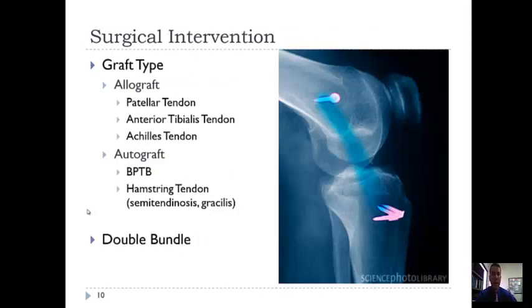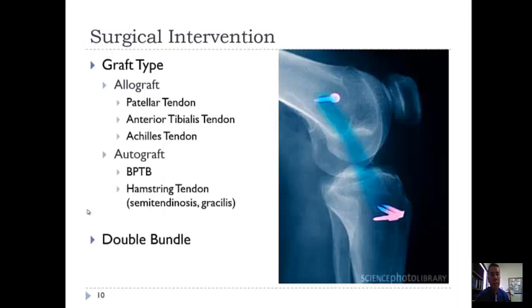If they do choose to have surgery, you have a couple options, and a lot of the time it's based on surgeon preference. Sometimes it's based on patient preference, but some surgeons are certainly better at performing certain techniques than others. An allograft would usually be a cadaver graft, so cadaver tissue is harvested and then used as your new ACL. It could be a patella tendon, anterior tib, or Achilles tendon. An autograft comes from your own body. So I think autobiography, somebody writes about themselves. Autograft is a graft tissue that comes from your own body.